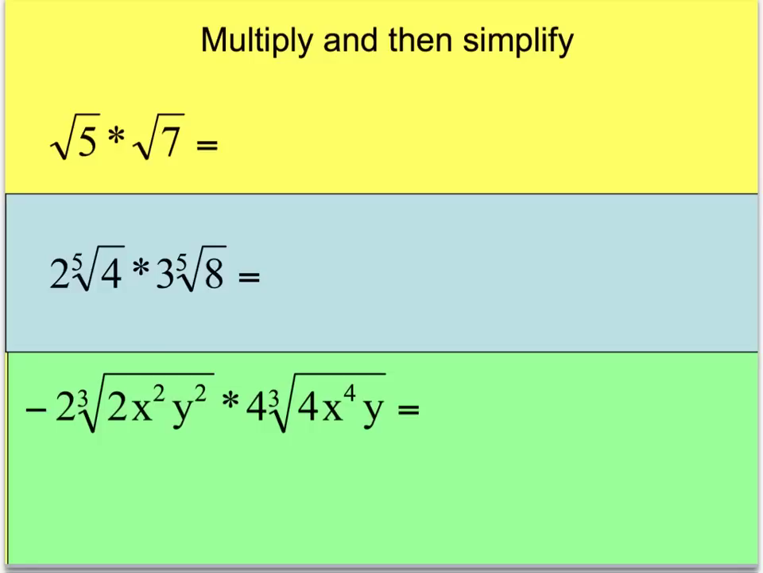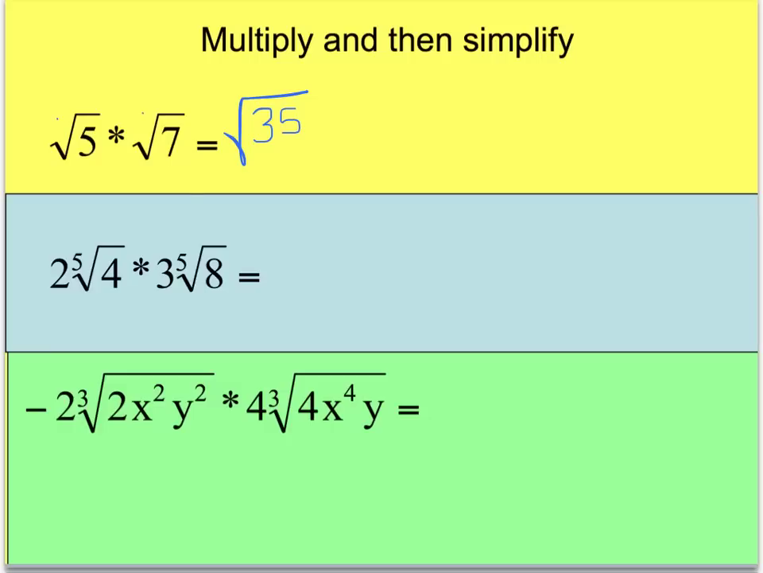So let's look at a specific example. Here we have the square root of 5 times the square root of 7. Of course, my index for both of those is an understood 2, so I can multiply that. That's going to give me the square root of 35. That is not reducible, so I am finished.